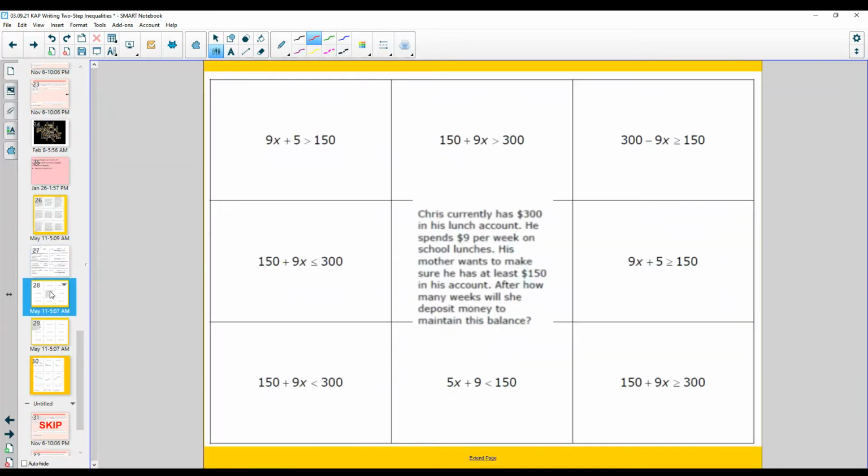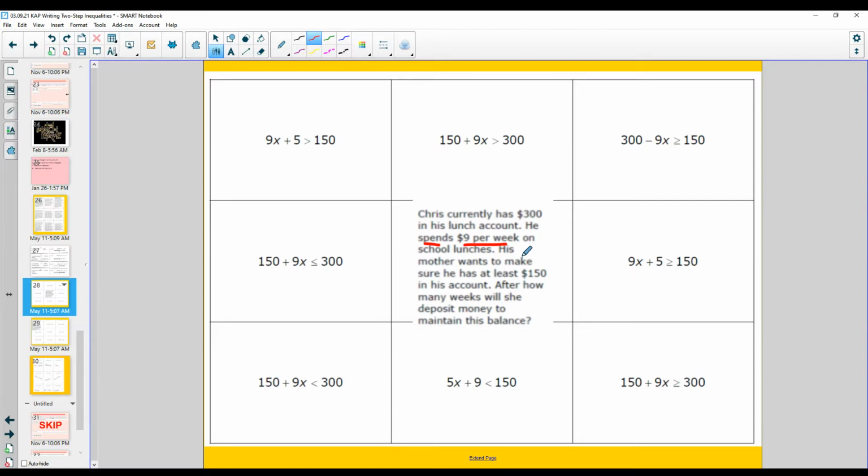So let's read the story now. Chris currently has $300. So he starts with how much money? $300. He spends $9 per week. What does that mean? $9 per week on school lunches. He spends $9 every week, each week.